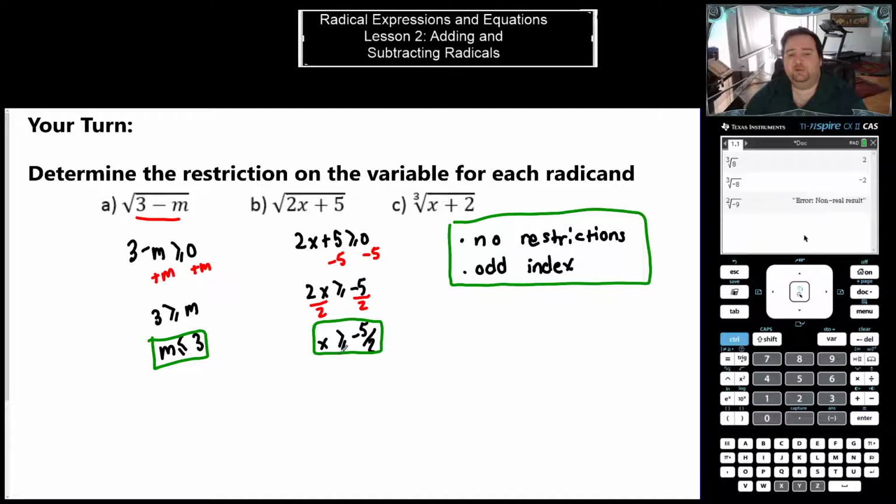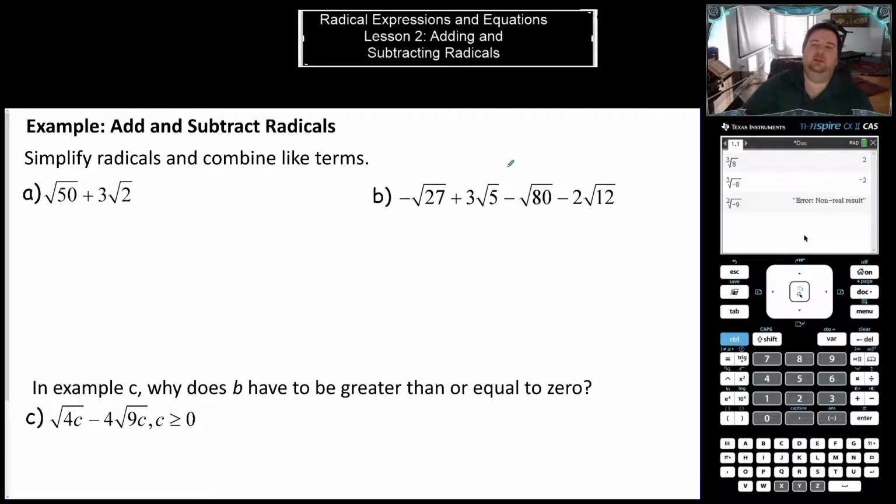And you're left with x is greater than or equal to negative 5 over 2. And this one here doesn't have any restrictions. Why? It's an odd index. No restrictions. Let's add or subtract.